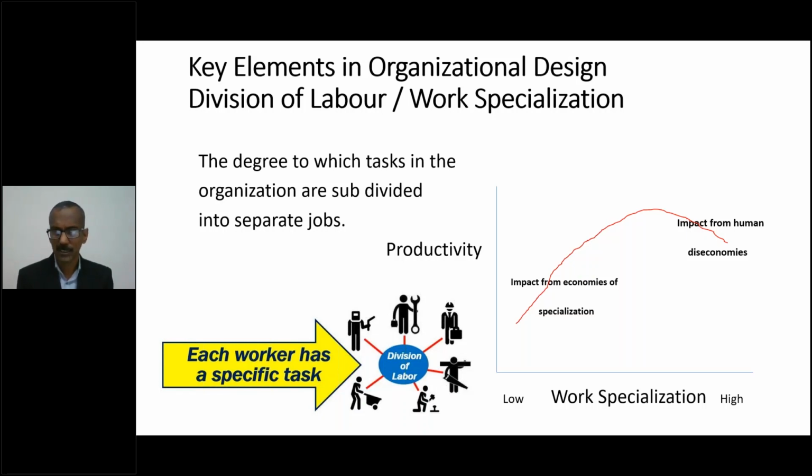So the first key element is division of labor or specialization. We should remember the impact from economies of specialization. We should also remember the human diseconomies of specialization.